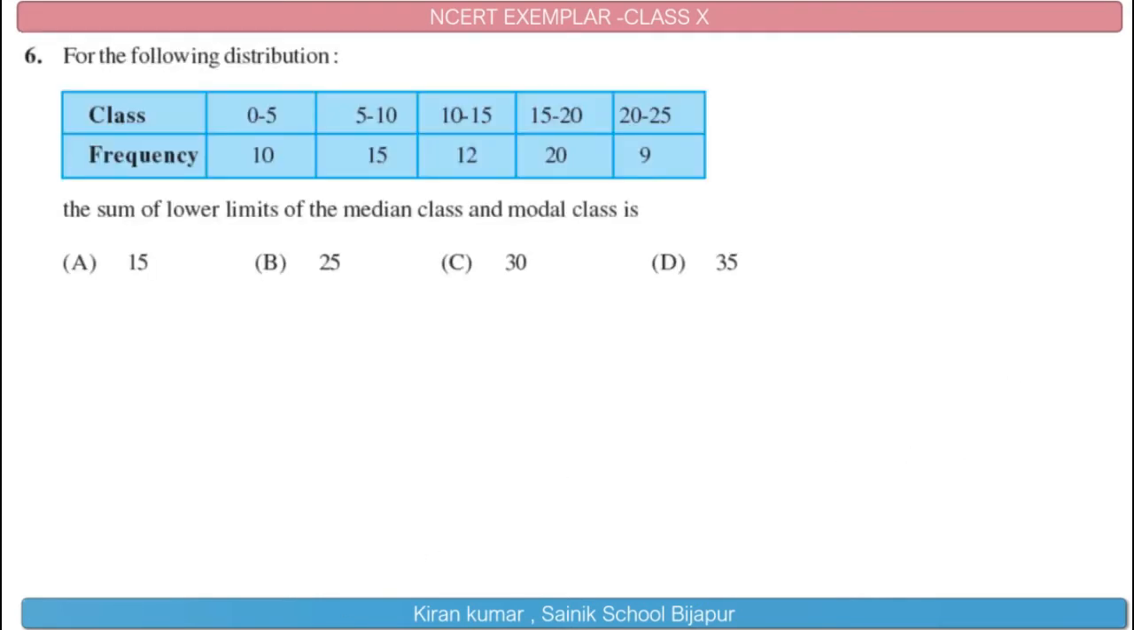Question number 6. For the following distribution, we need to find the sum of the lower limits of median class and the modal class. So lower limits are to be found for both the median and the modal class. First, let me find out the cumulative frequency.